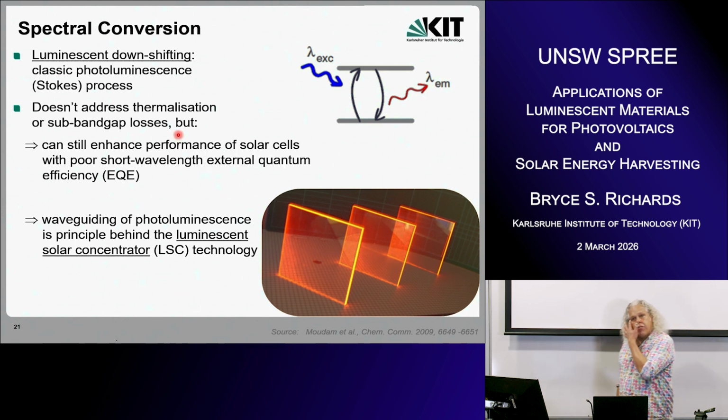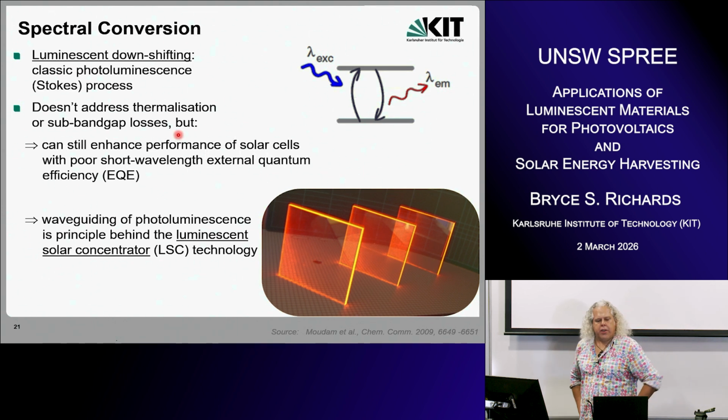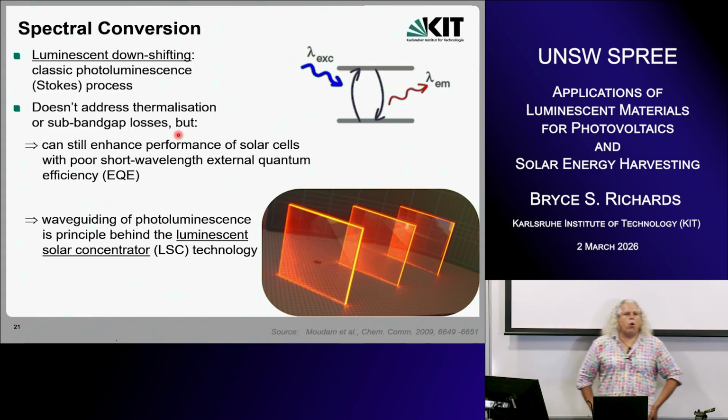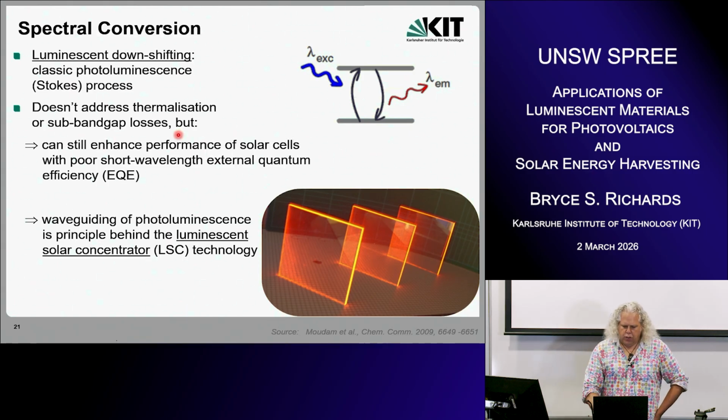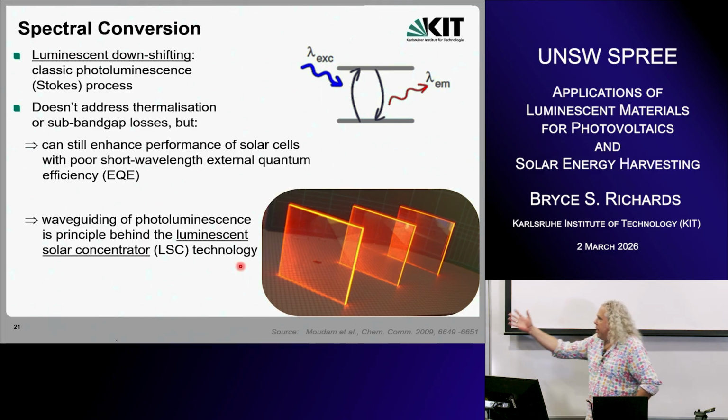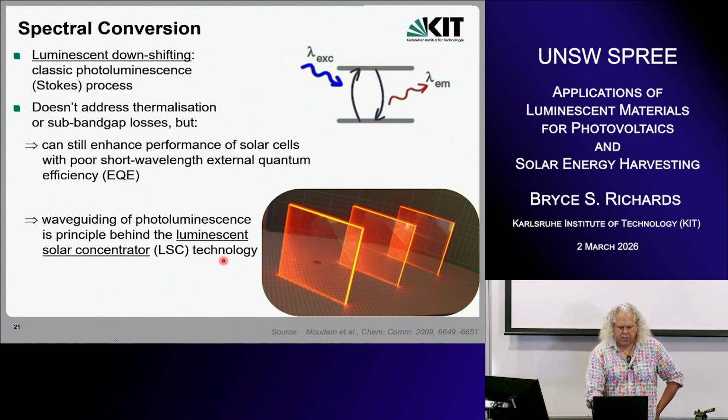So how can it help us? Well, I'll give you examples where it helped in terms of overcoming poor short wavelength EQE performance of some solar cells. And I'll also allude to stability at the end of the talk. And then using luminescent downshifting, if you put this in a polymer waveguide, as shown here, these are PMMA sheets, 10 by 10 centimeters, you see that you get a nice optical concentration of light around the edges. And this is the luminescent solar concentrator that I'll talk about briefly as well.